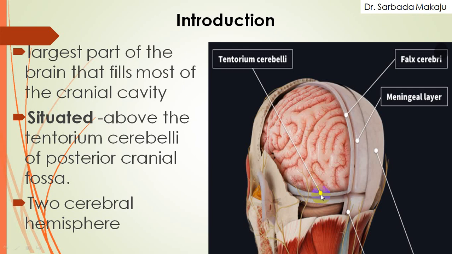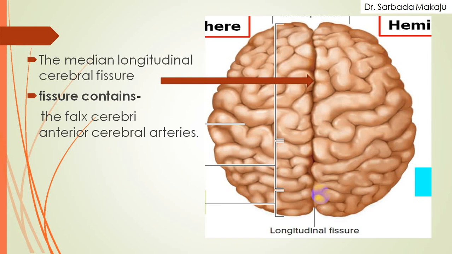The cerebrum consists of two hemispheres, the right cerebral hemisphere and the left cerebral hemisphere. This one is the right cerebral hemisphere and this one is the left cerebral hemisphere. They are separated from each other by a fissure that extends anteriorly to posteriorly. This fissure is known as the median longitudinal fissure. Within this fissure there are the falx cerebri and the anterior cerebral arteries. The falx cerebri is also a fold of the dura mater.